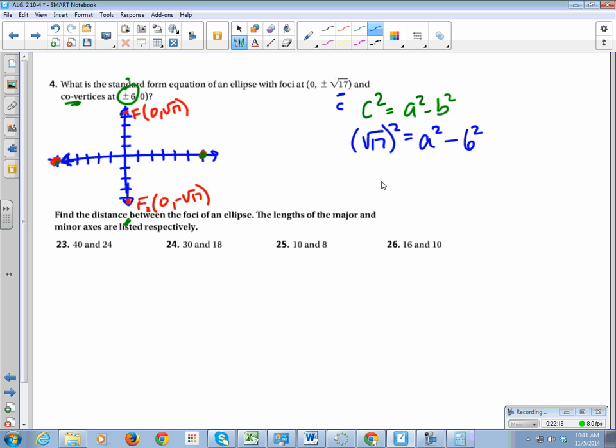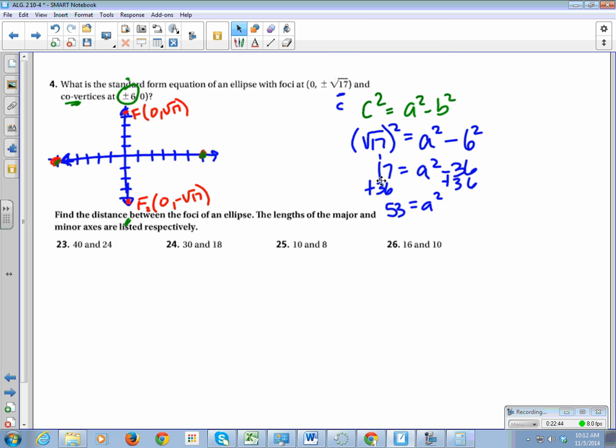All right, so square root of 17 squared is 17. a squared is a squared, and 6 squared is 36. Add 36 to both sides. And a squared is equal to 53. So let's write the equation.